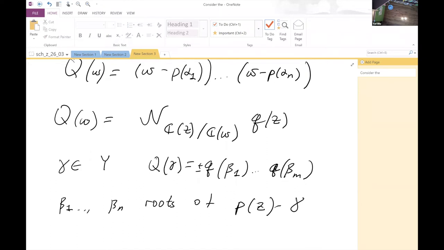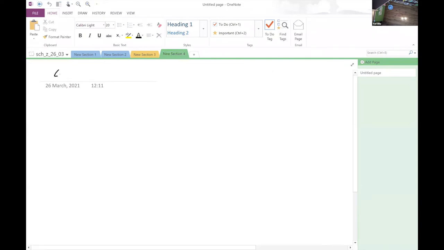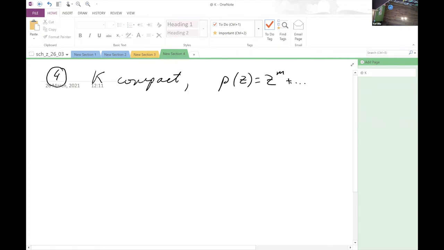Okay, so after this bit, kind of tautological, almost tautological discussion, we can return to our statement. So return to statement 4. Let me remind what we wanted to prove. We have K a compact, P of Z monic polynomial of degree M, and we want to show that the transfinite diameter of the P preimage of K is the transfinite diameter of K raised to power 1 over m, 1 over the degree of our polynomial.